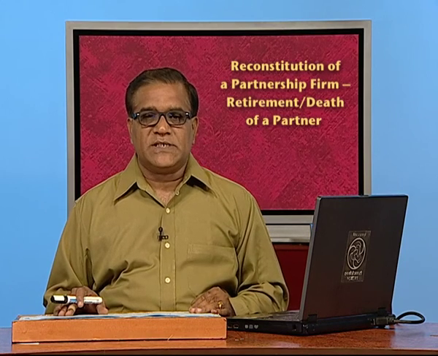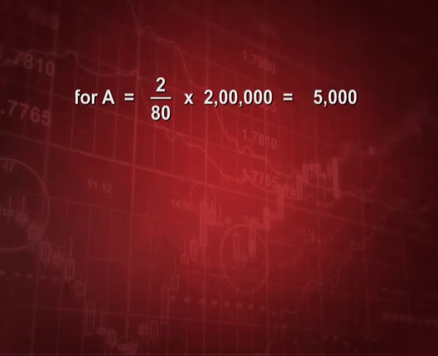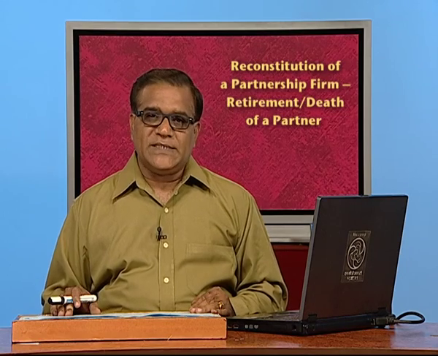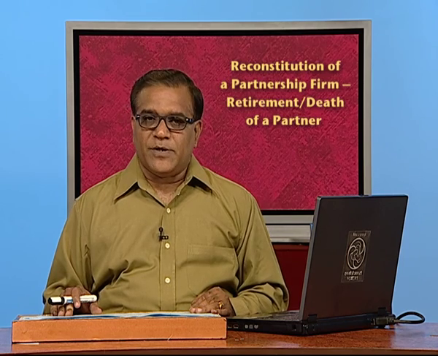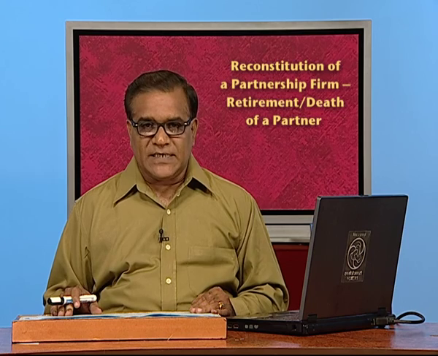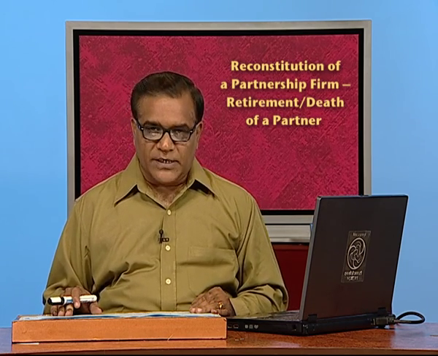As you can see from this calculation, C sacrifices 2/10, that is 40,000, and A sacrifices 2/80 into 2 lakh, that is 5,000, and B and D are gaining by 15,000 and 30,000. So, in today's lecture what you have learnt is the accounting treatment of goodwill, how we calculate gaining and sacrificing, and how we calculate the amount payable to the partner.